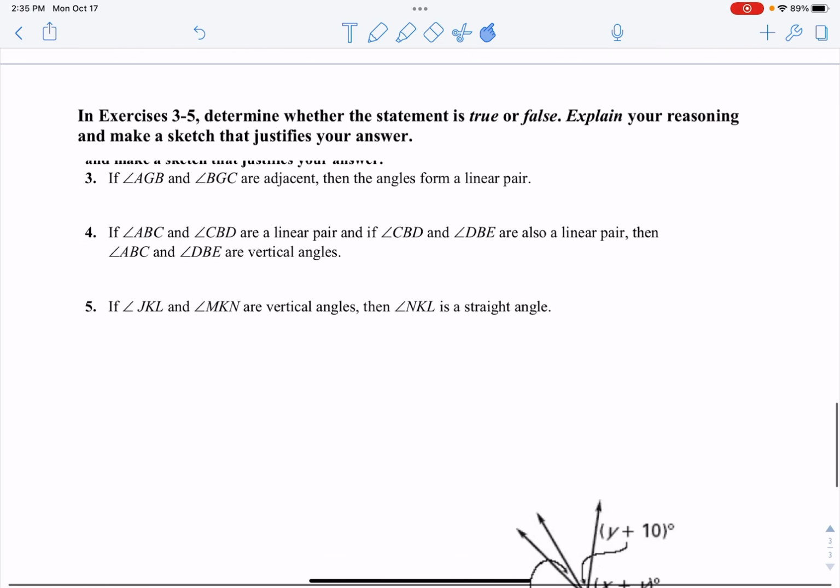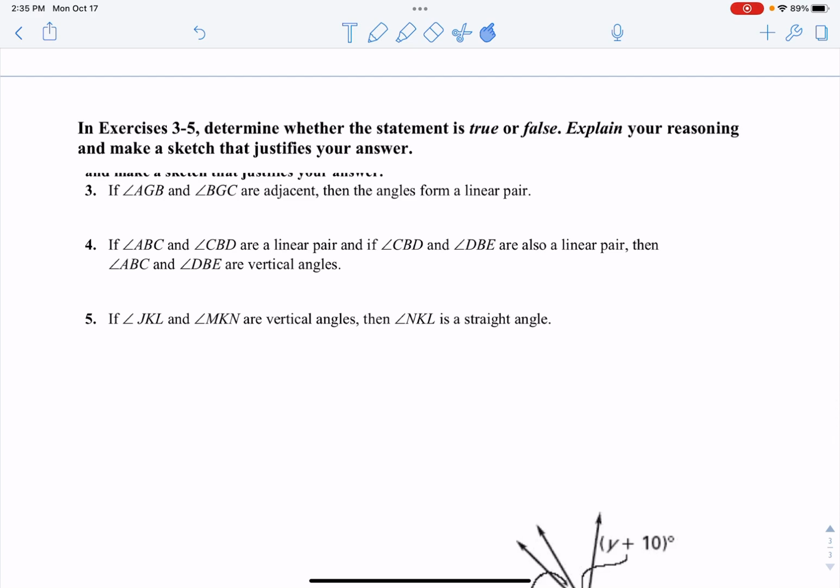Okay, so determine whether each statement is true or false. Explain your reasoning and make a sketch that justifies your answer. So we'll try to draw what they are saying. They say angles AGB and BGC are adjacent. So if I make an angle like this, AGB here, and then the other angle BGC, to be adjacent, you cannot go inside like that. That's not an adjacent angle. You have to go to the other side by sharing the side like that. So BGC is adjacent. So I just draw the relation: angle AGB is adjacent with angle BGC.